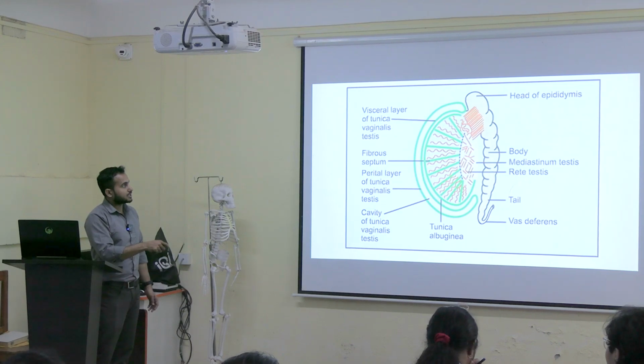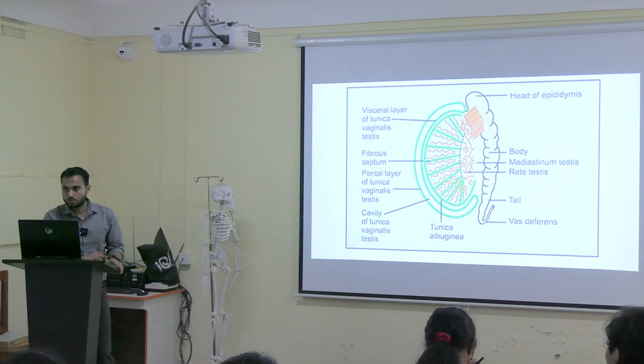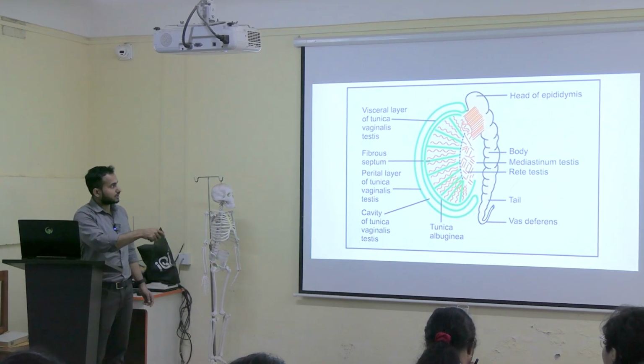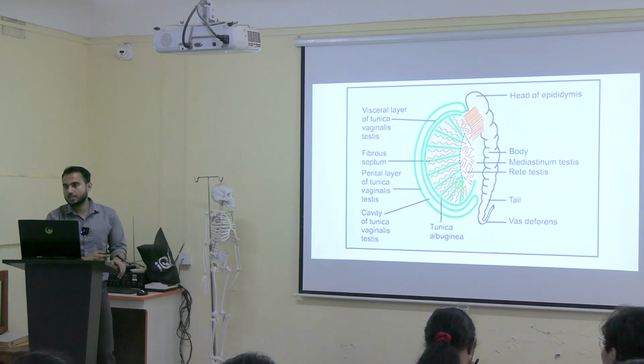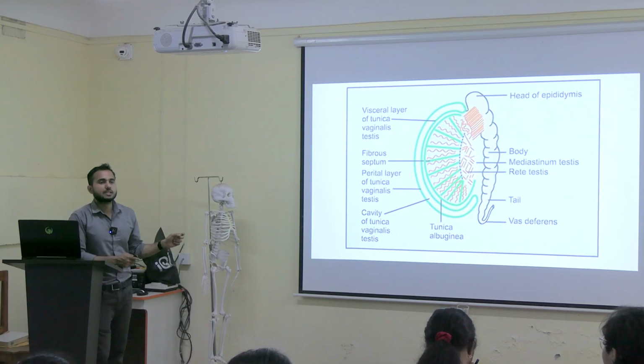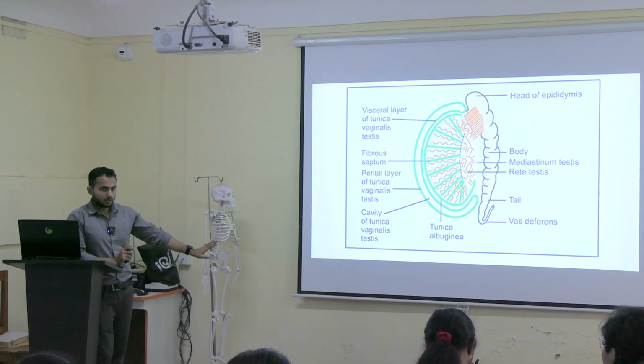After that, what will happen? These efferent ductules form a single highly coiled tube. That highly coiled tube, when going downwards, forms the body and the tail of the epididymis. After that, it continues as the vas deferens, which you can see in the diagram. That is expected from you whenever you are writing about the internal structure of the testis. Up to that much is the internal structure of a testis.